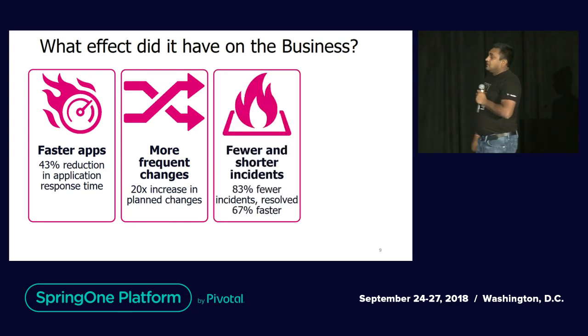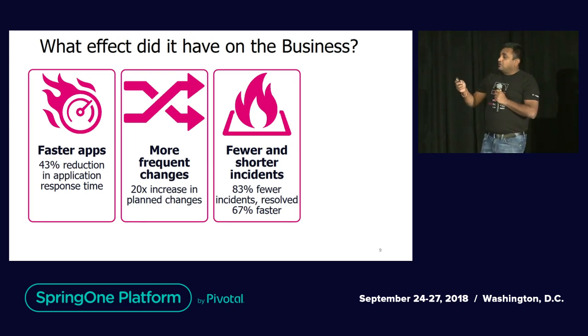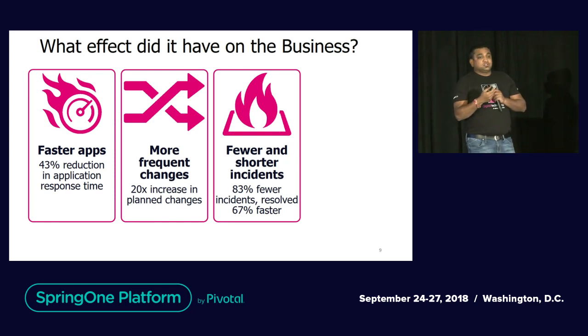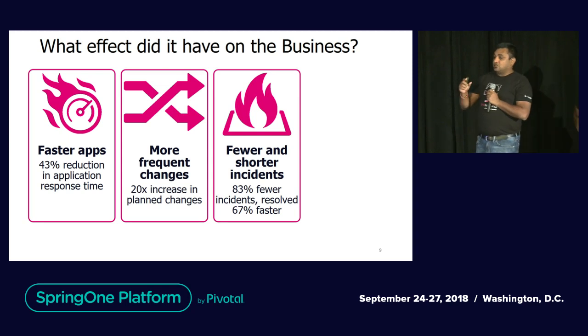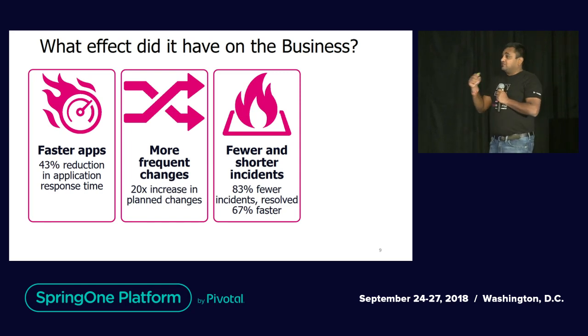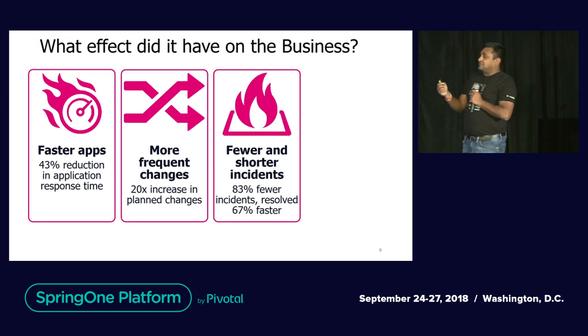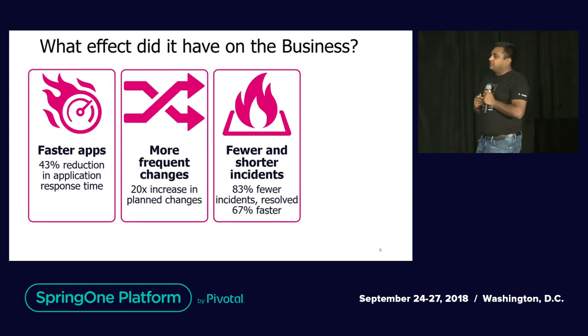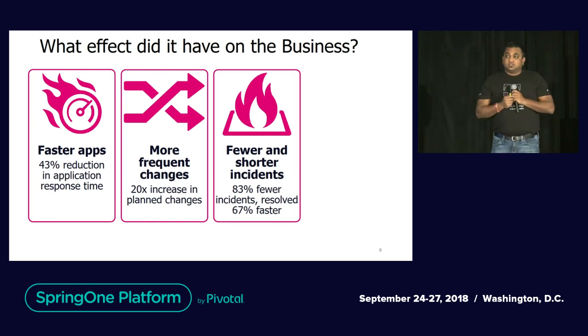Fewer and shorter incidents. After moving to this cloud platform, the number of incidents has drastically gone down. In the past, we used to have close to 18 P1 incidents over a span of 1 quarter. From there, we came down to 3 incidents. The time to resolve issues was also 67% faster. We used to take 343 minutes for each P1 incident, and that came down to 112 minutes. This was a huge win for our DevOps team.